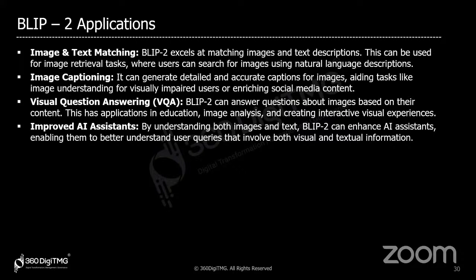Then we can use it for visual question answering. BLIP-2 can answer questions about images based on their content. This has applications in the education sector, image analysis, creating interactive visual experiences, and so on. Then there is improved AI assistance. By understanding both images and text, BLIP-2 can enhance AI assistants. It will enable them to better understand user queries that involve both visual information as well as textual information.